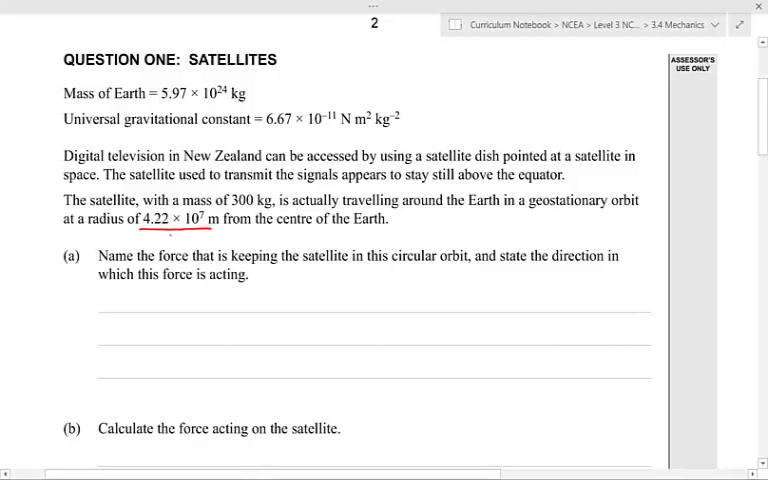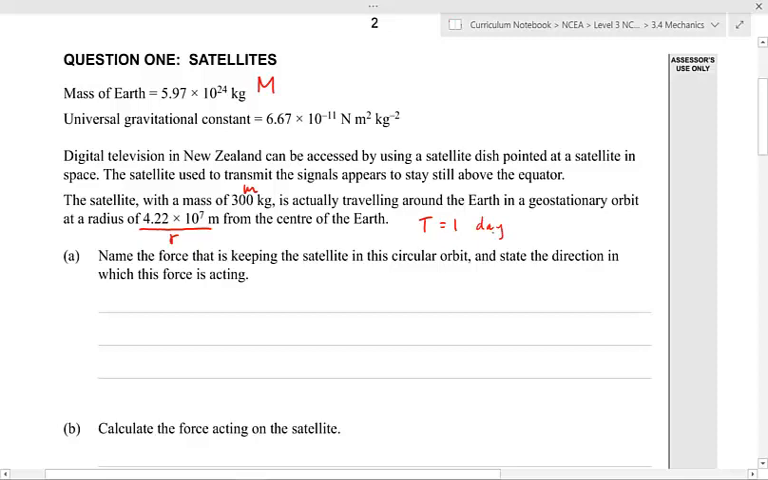So this is R. We're given M, and we're given big M here, the mass of the planet. And we also know the time period because it's geostationary. So we know that T equals 1 day.